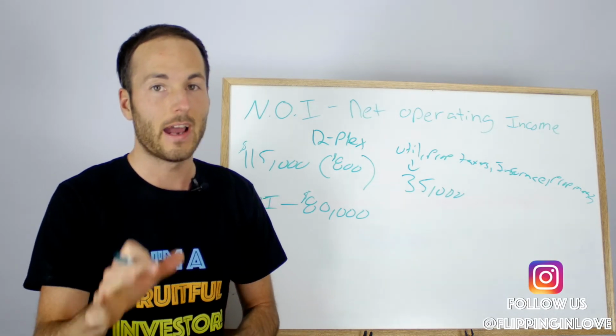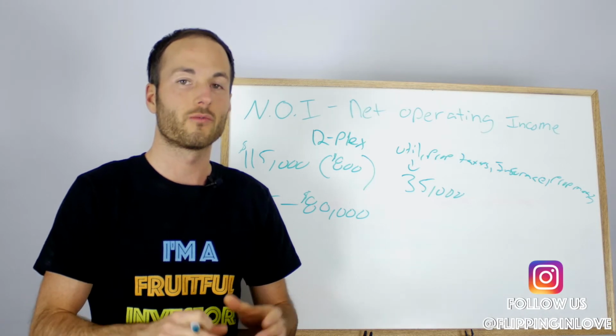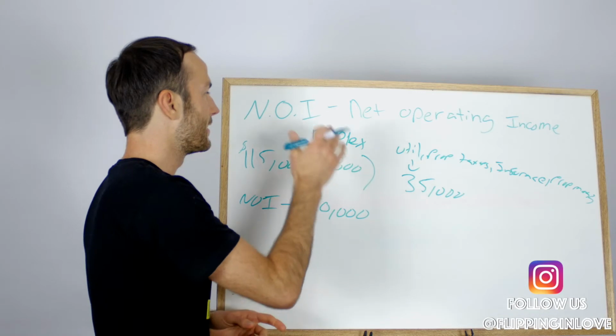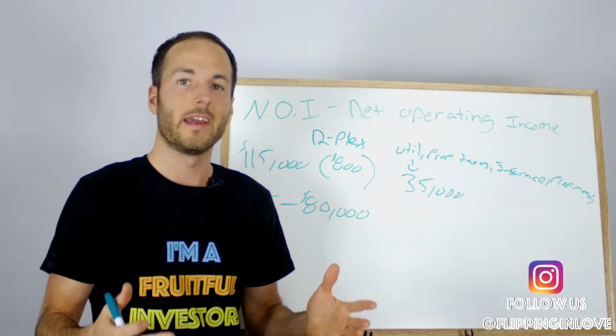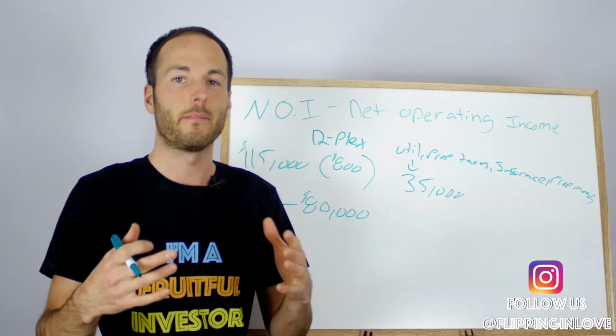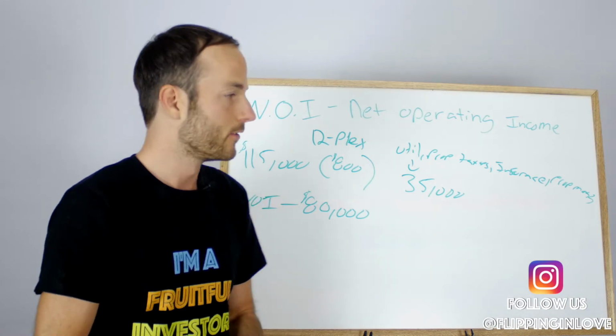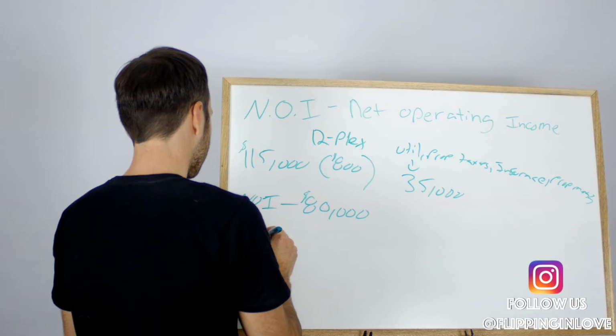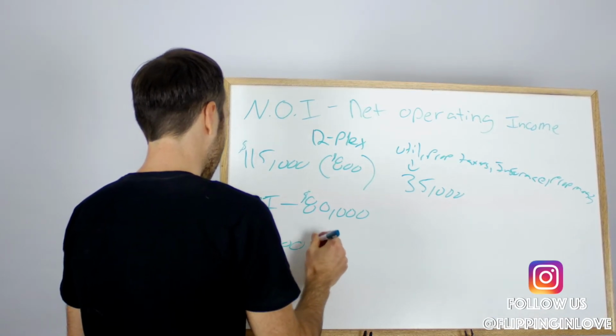Now, if you want to find out the value of the building, which is why this number is so important, because it leads to cap rate, the second most important term in multifamily real estate that you must memorize and know how to do. So to find out the value of this building, we take the net operating income, which in this case on this building is $80,000.